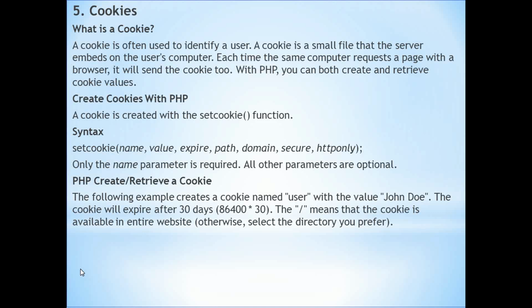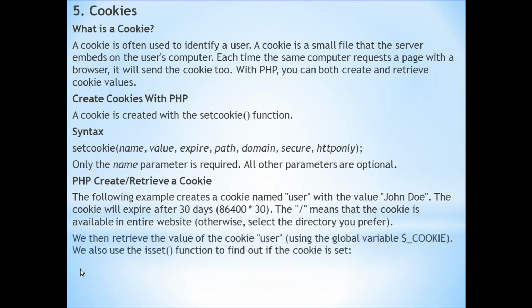The cookie will expire after 30 days, that is 86400 multiplied by 30. The slash means that the cookie is available in the entire website; otherwise, select the directory you prefer. Then we retrieve the value of the cookie user using the global variable $_COOKIE. We also use the isset function to find out if the cookie is set.